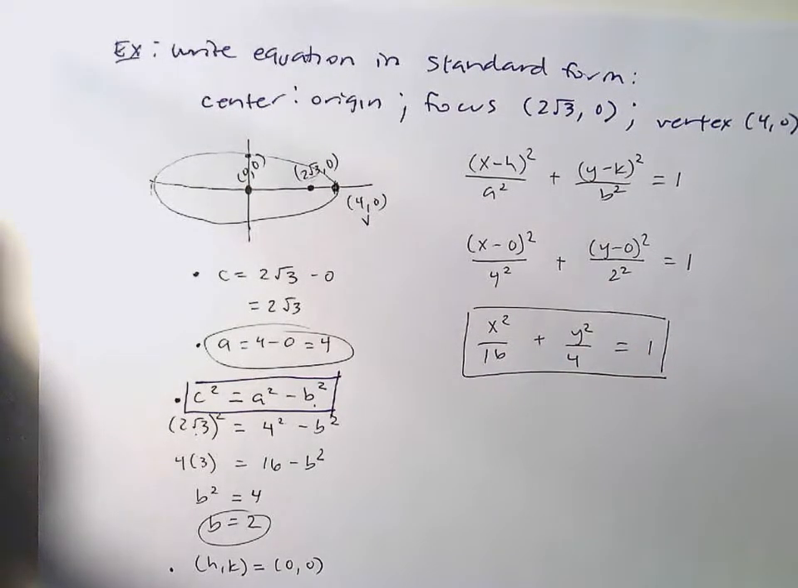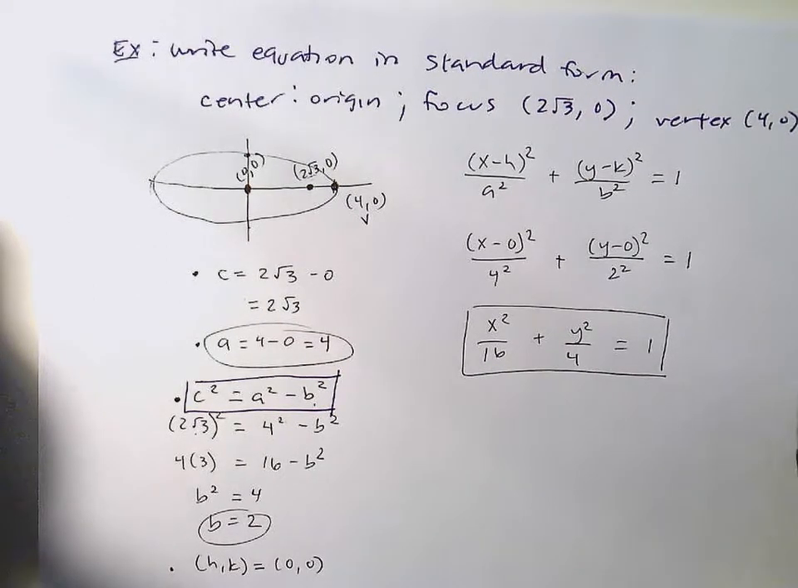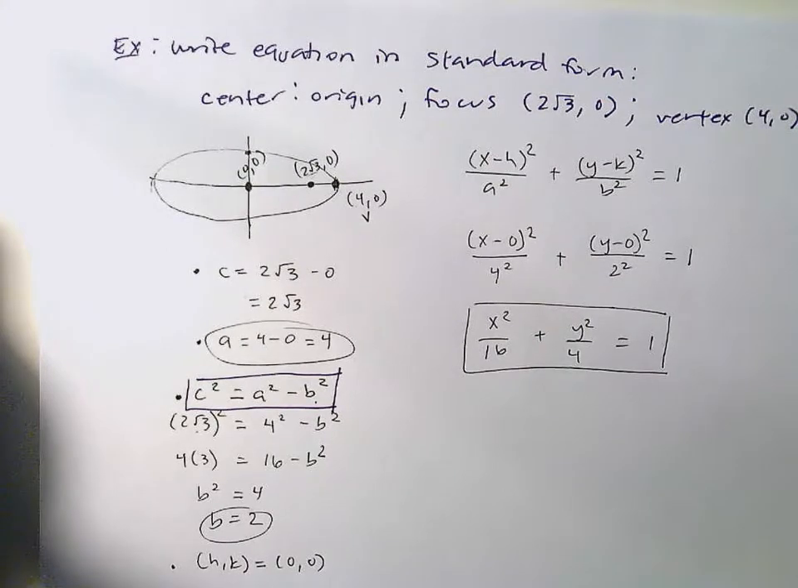So if you wanted to write it in general form, really the only thing you would have to do is expand everything and move everything to the left side. So that's what you would do if you wanted to write it in general form. Let's go ahead and do one last example.